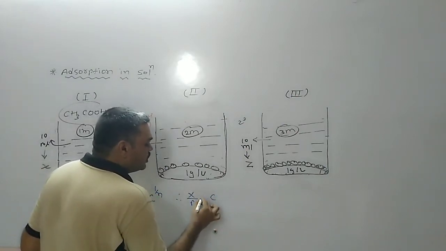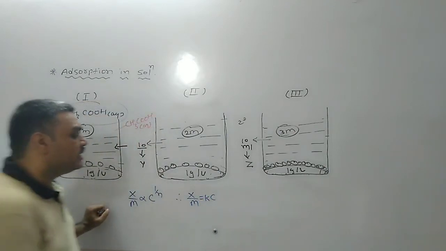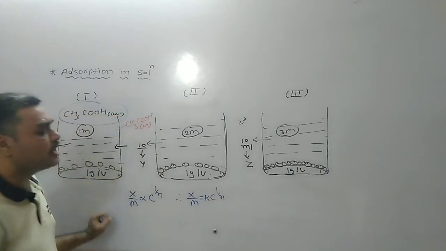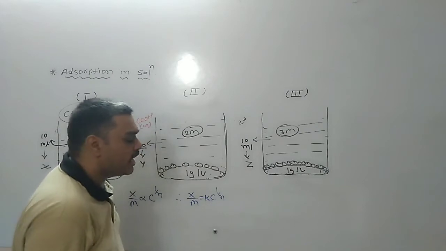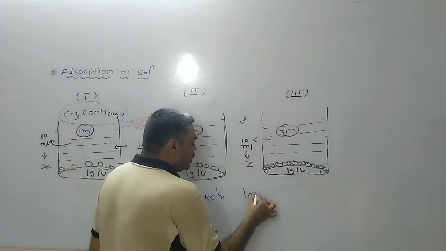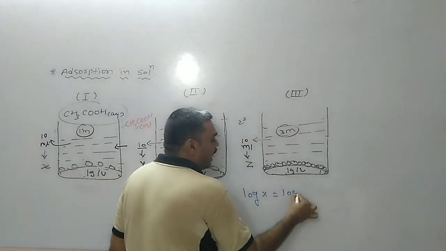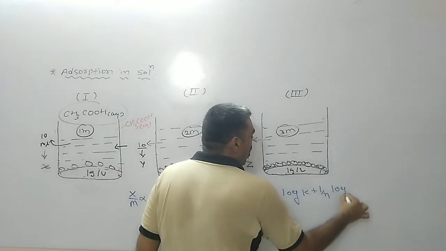Then you will put the value of the constant of proportionality, that k, into c raised to 1 upon n. Finally you will take logarithm on both sides. You will find that log x by m is equal to log k plus 1 upon n log c.